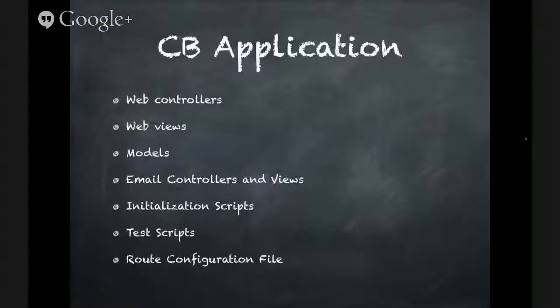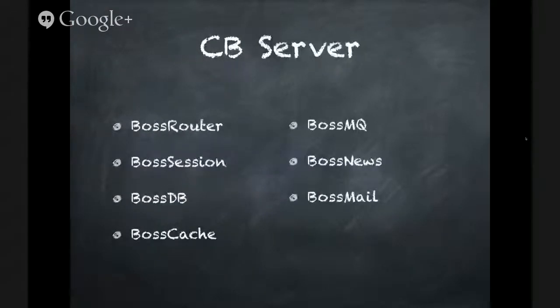So again, a CB application has a lot of parts. Interesting thing, it also includes email controllers and views. So if you want an email system, this would be a good thing to look at. Test scripts, route configuration files. And then there's all these Boss whatever services that do all kinds of neat things. We'll actually see some of those in action shortly.